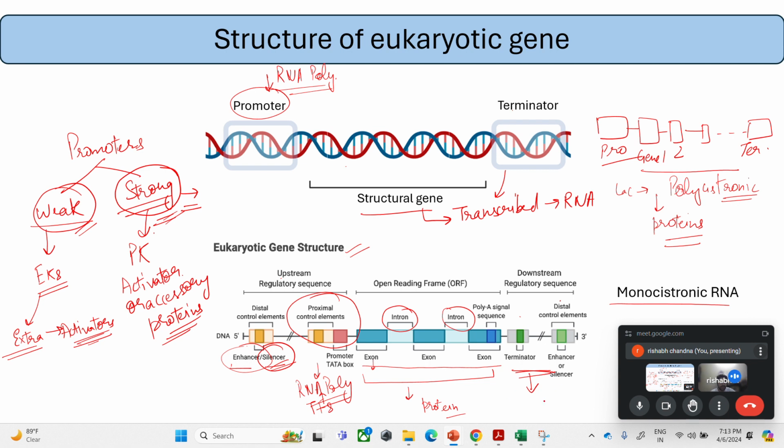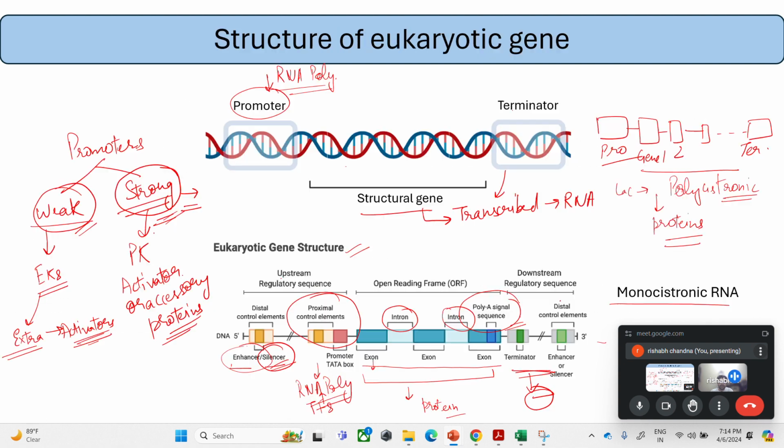further processing. In case of eukaryotes, it is linked to the addition of the poly A sequence that we'll study in further slides. So this was the basic structure of the eukaryotic gene.